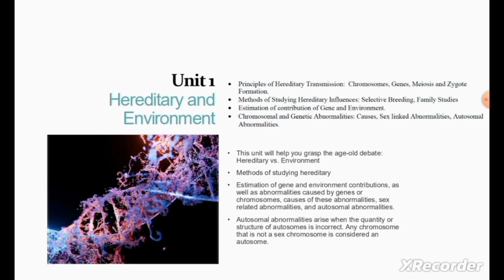This unit will help you grasp the age-old debate, heredity versus environment. Methods of studying heredity, estimation of gene and environment contributions as well as abnormalities caused by genes or chromosomes, causes of these abnormalities, sex-related abnormalities, and autosomal abnormalities. Autosomal abnormalities arise when the quantity or structure of autosomes is incorrect. Any chromosome that is not a sex chromosome is considered an autosome.